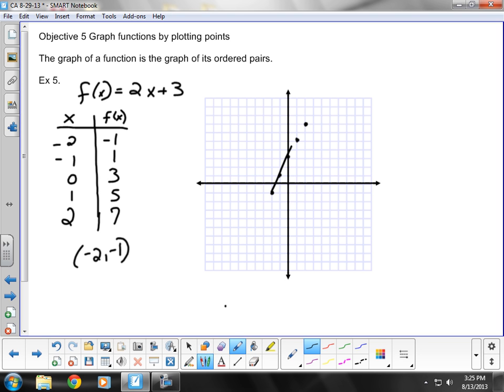And then my function, of course, is not just those few points. My function is every point that exists on that line that contains those points. So the graph is a complete solution of that function. It shows you every value for x and what its y would be to go with it. And then you can try that for yourself on page 120 with checkpoint 5.